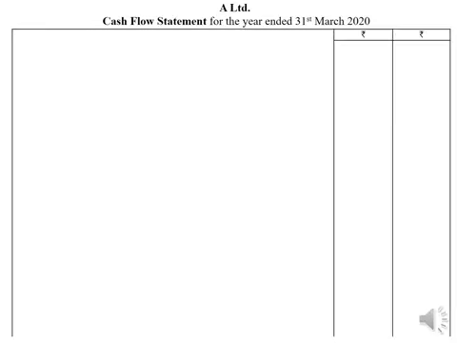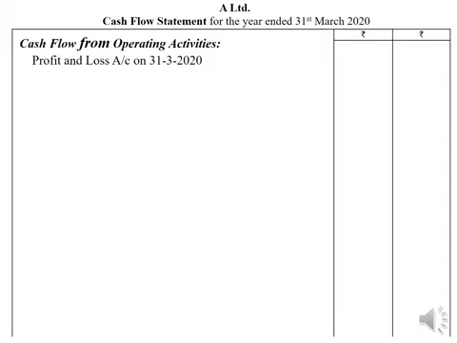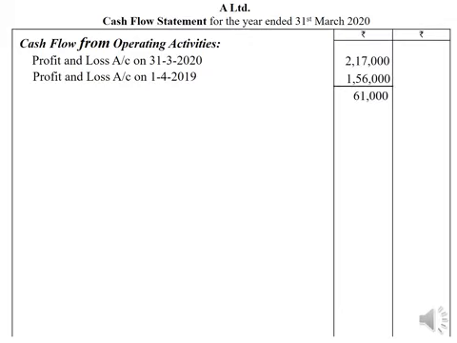Move on to prepare a cash flow statement. Draw the columns. Cash flow from operating activities. Record the closing balance of profit and loss account and opening balance of profit and loss account. Observe the figures. There is increase in profit and loss account balances worth rupees 61,000. Positive increase. Therefore, take it as net profit for the year.